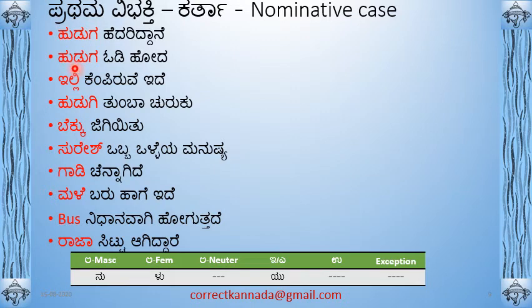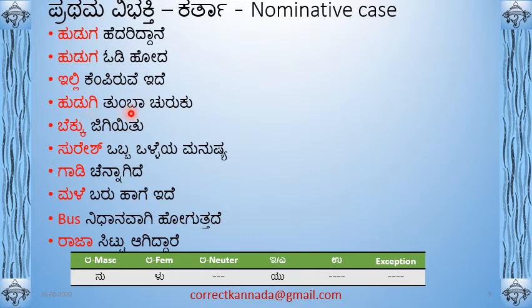Huduga odi hoda. The boy ran away. Right? He ran and went away. So that's Huduga. Again, there is no suffix. Illi kempiruve ide. Illi means here. Kempiruve means red ants. Ide means are there. So illi means here, which doesn't have any suffix, right? Because it's used in nominative case.